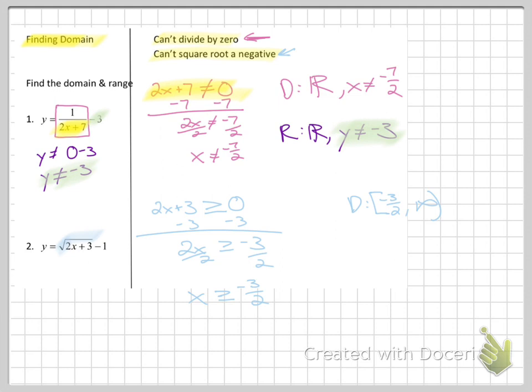And then it wants the range as well. Well, if that's the smallest it can be, we know that when we plug that in right here, we're going to get 0. And then 0 minus 1 is -1. So our range, when we plug that in, the smallest answer we're going to get is bracket -1, and then it's going to go up to infinity. Again, it comes from the constant.